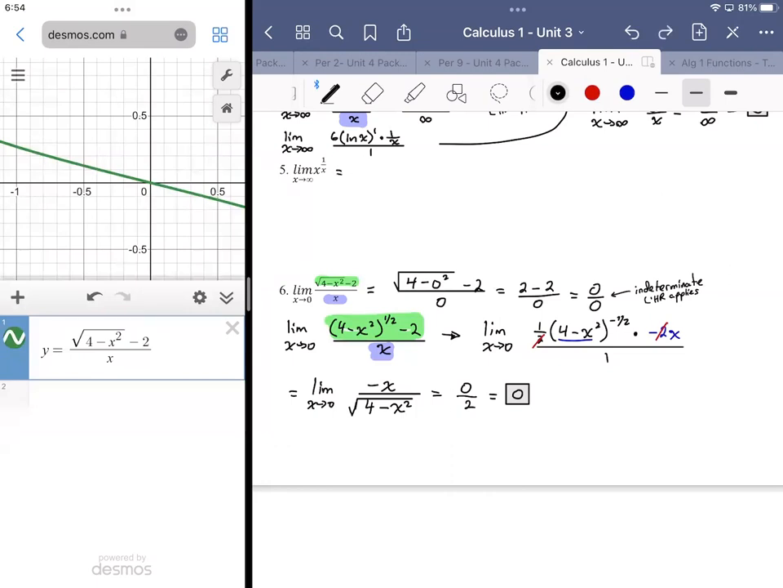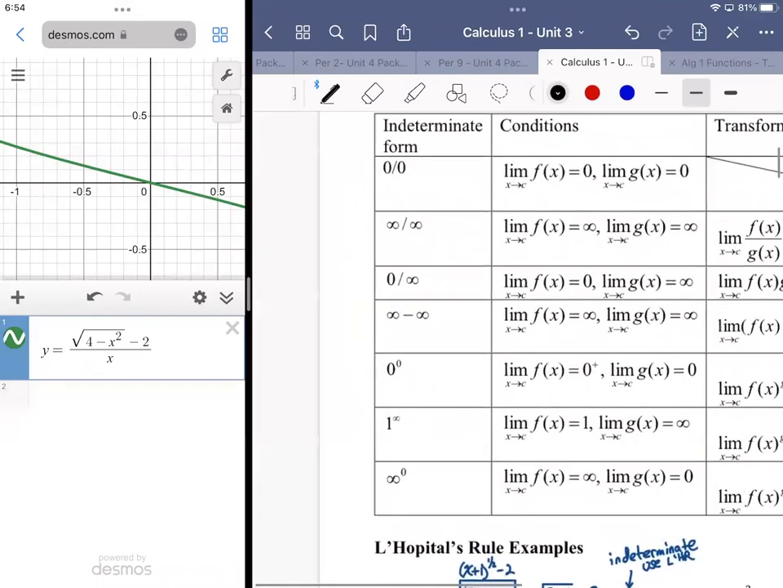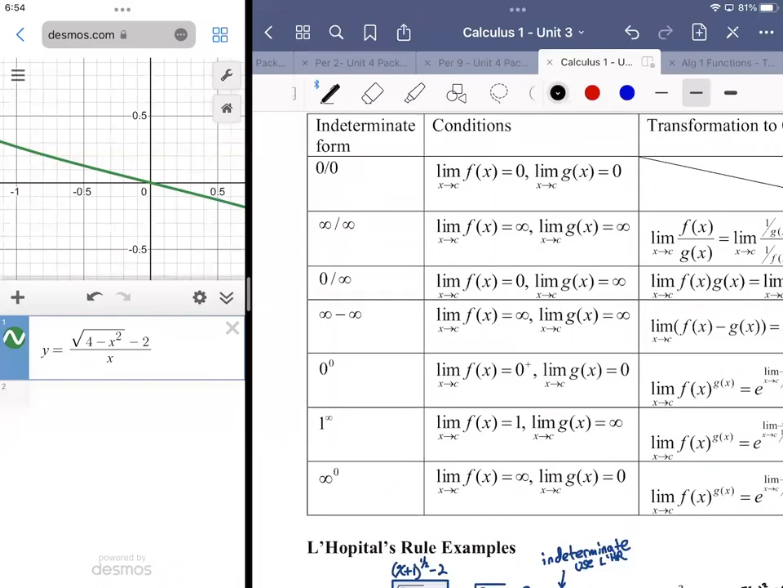That's not an infinity. I just write characters and hope they make sense. I don't know. Infinity to the 1 over infinity. Now, if we go to our chart here, infinity to the 1 over infinity, I don't see an infinity to the 1 over infinity.